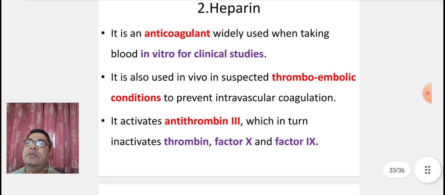Coming to the second one, heparin. It is an anticoagulant widely used when taking blood in vitro for clinical studies. It is also used in vivo in suspected thromboembolic conditions to prevent intravascular coagulation. It activates antithrombin 3, which in turn inactivates thrombin, factor 10 and factor 9.